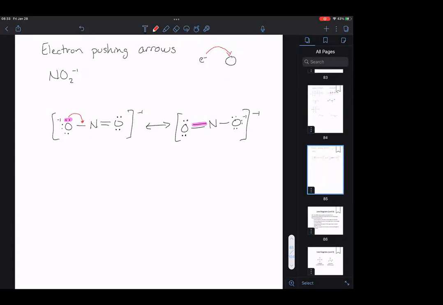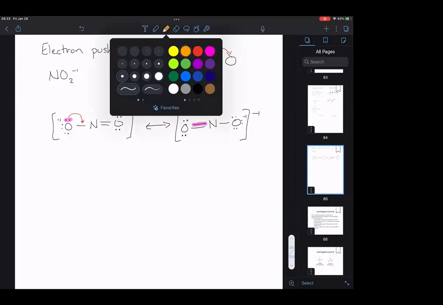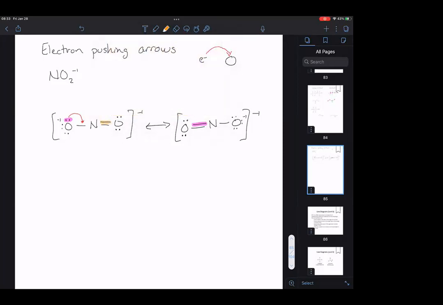Now I can't stop there because I have this bond over here that isn't on the other side, right? So again, just the spot the difference game. I'm going to grab that pair of electrons that's in that bond. So first of all, let me just show you. It's going to move up here onto this oxygen. So I'm going to grab that pair of electrons from that bond and move it up. Actually, I can make this more clear by moving this pair around.